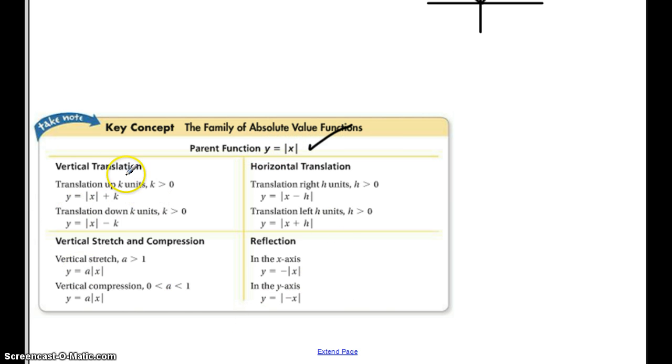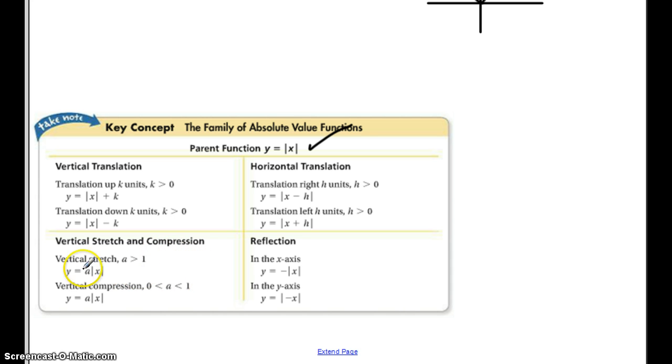And remember, when you're translating in a vertical fashion, your k value will dictate the vertical. Plus k you go up, minus k you go down. A horizontal translation is your h value, in this case inside the absolute value function. Negative h means you're going to go to the right, and plus h means you're going to the left. It's kind of opposite of what you think it should do.